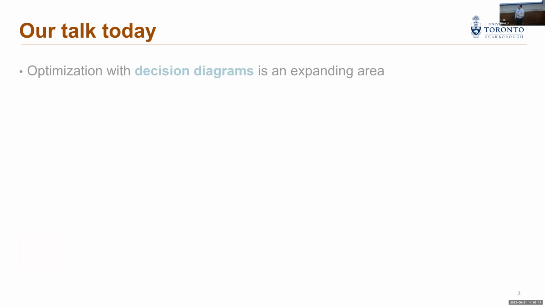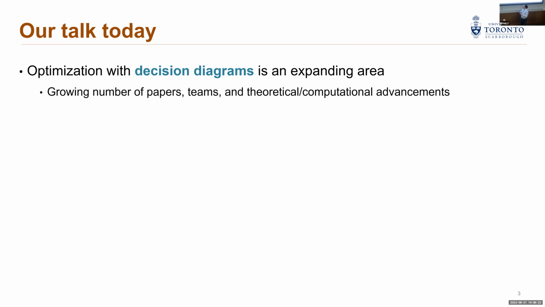Now, the work on decision diagrams is an expanding area, just as you see from the number of people involved there. There is a growing number of papers in different areas, a growing number of teams, and theoretical and computational advancement. Every year, every semester, there is a new work that is pushing the boundary.